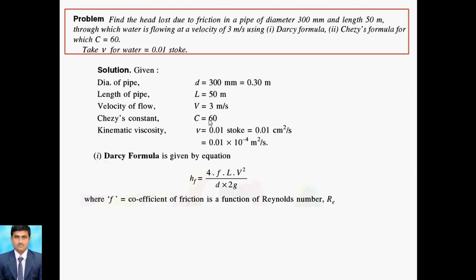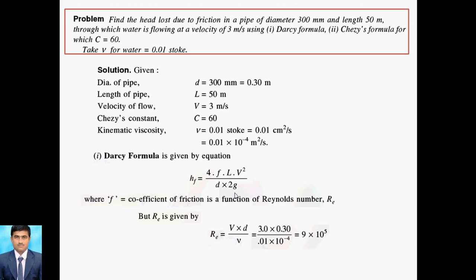Now we go for the first formula, that is the Darcy-Weisbach formula. The formula is hf = 4flV²/2gD. Here f is the coefficient of friction and is a function of Reynolds number. So first of all we go for Reynolds number.